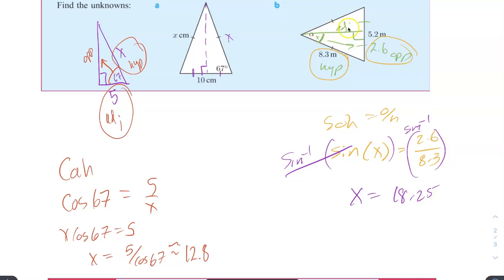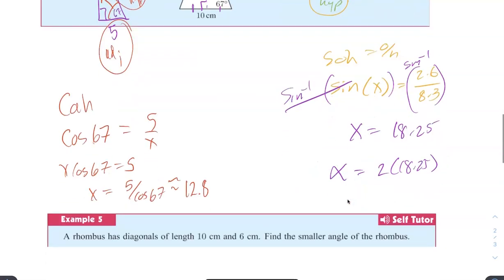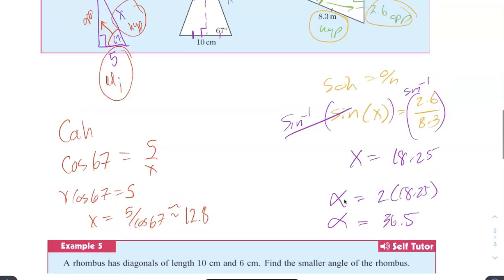Now again, we did bisect, cut it in half perfectly. So these two things are equal. So my theta will just be twice that. So let's get my answer and times it by 2. 36.5. I guess my alpha. That's the angle there. 36.5-ish. So there we go.